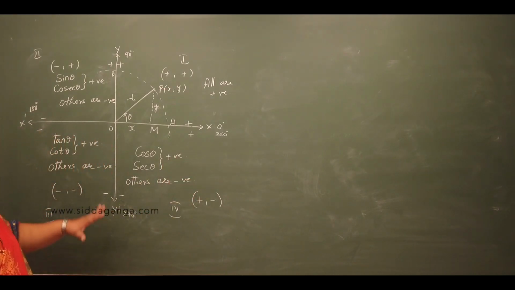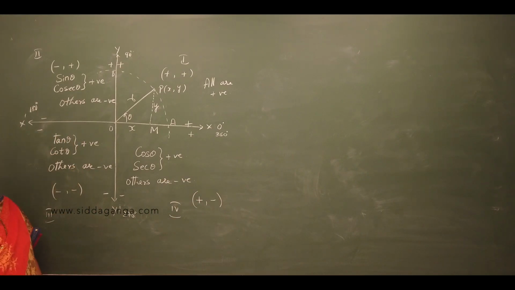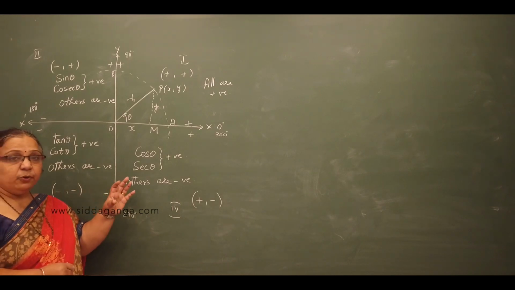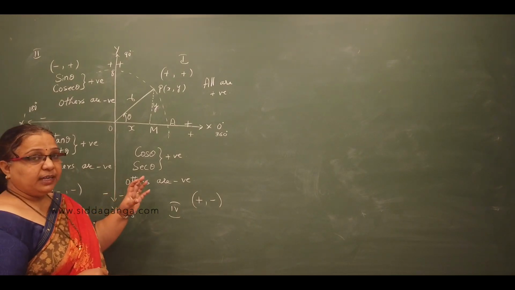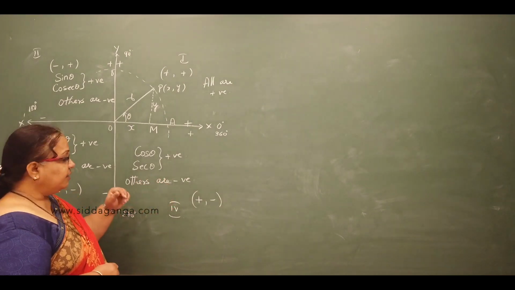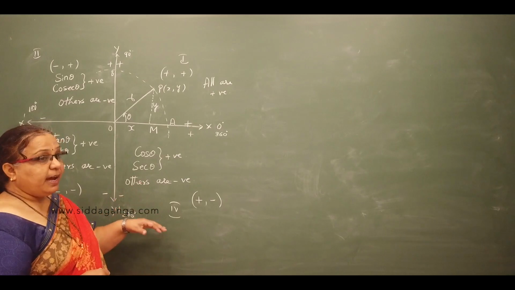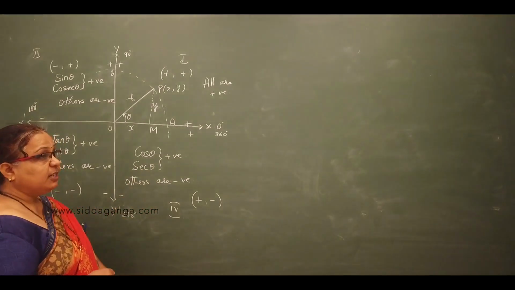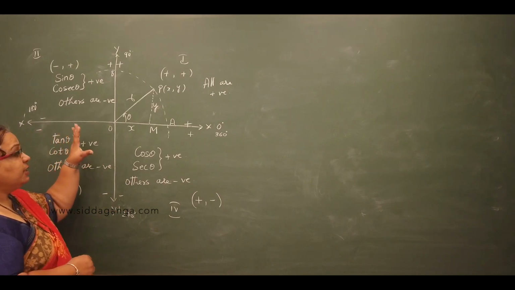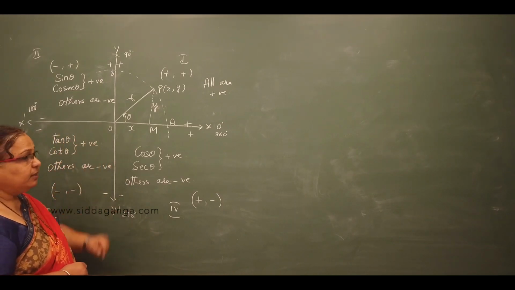So this is called the quadrant rule. We should know the quadrant rule perfectly while solving inverse trigonometric functions, and this rule is applied in the allied angles. Therefore, we should be perfect about the quadrant rule.